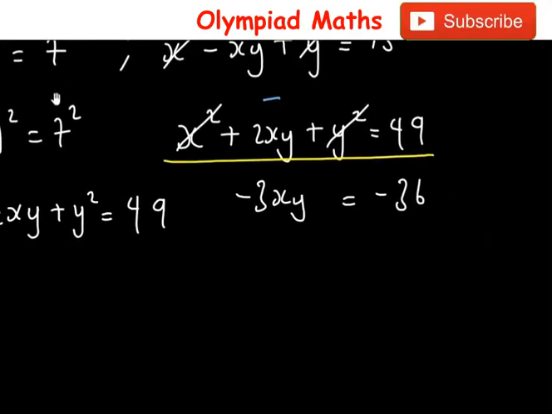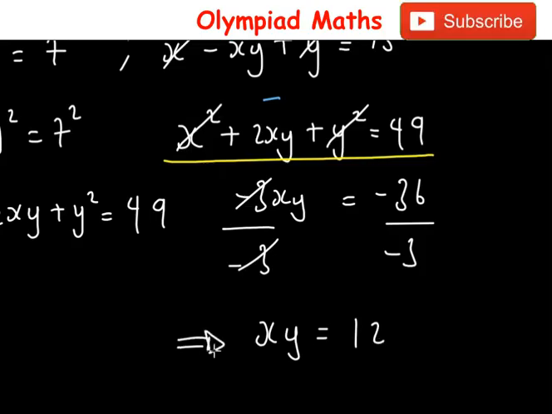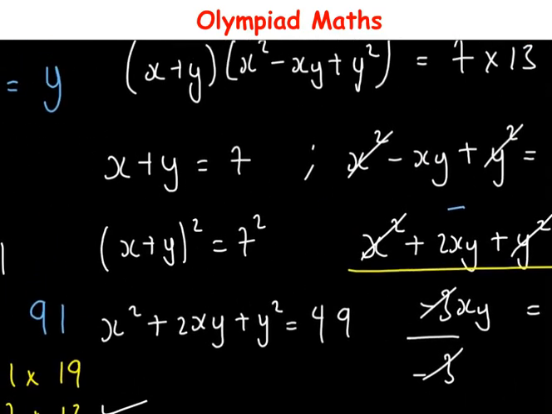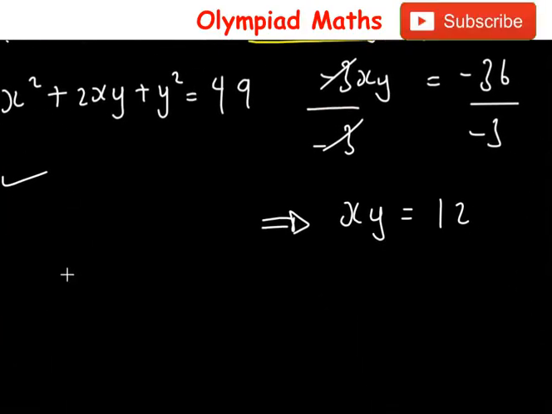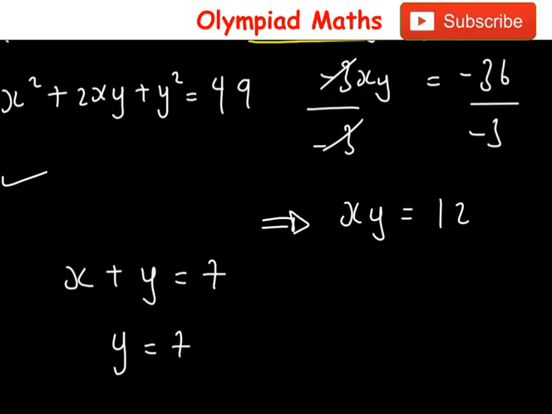So with this, if we divide both sides by minus 3, this cancels this. We have the value of xy to equal minus 36 over minus 3. The value is 12. So we have the value of xy to equal 12. But then recall that from here, x plus y is equal to 7. So writing this down, we have x plus y to equal 7. So solve for y, y equals 7 minus x.